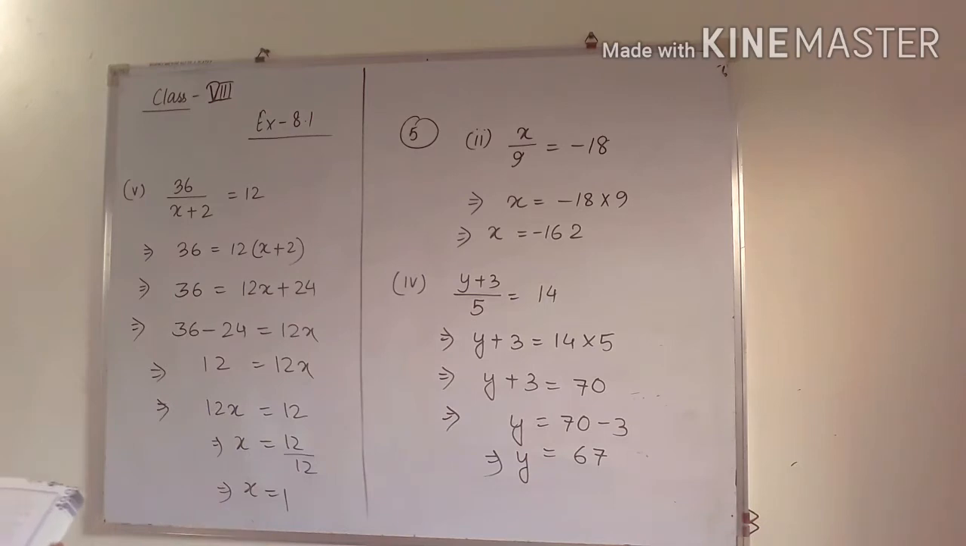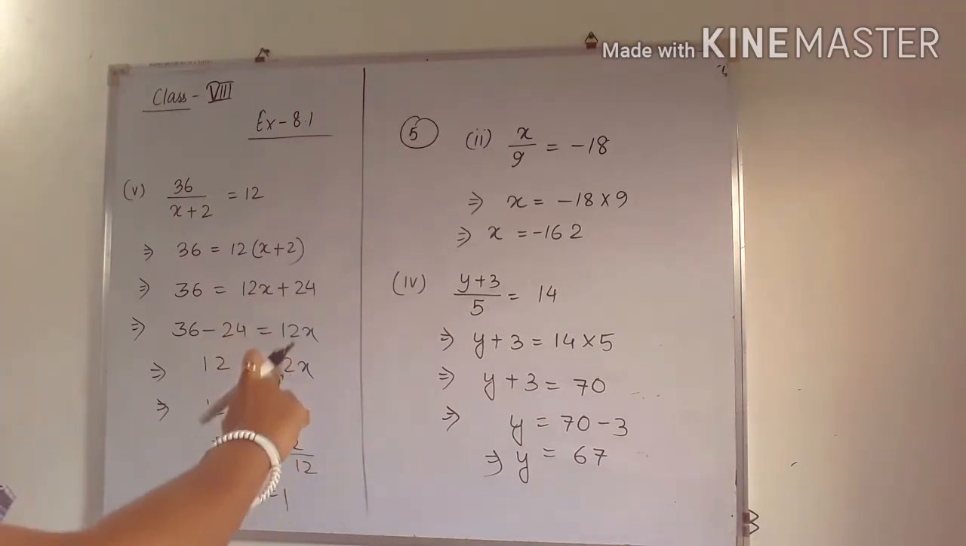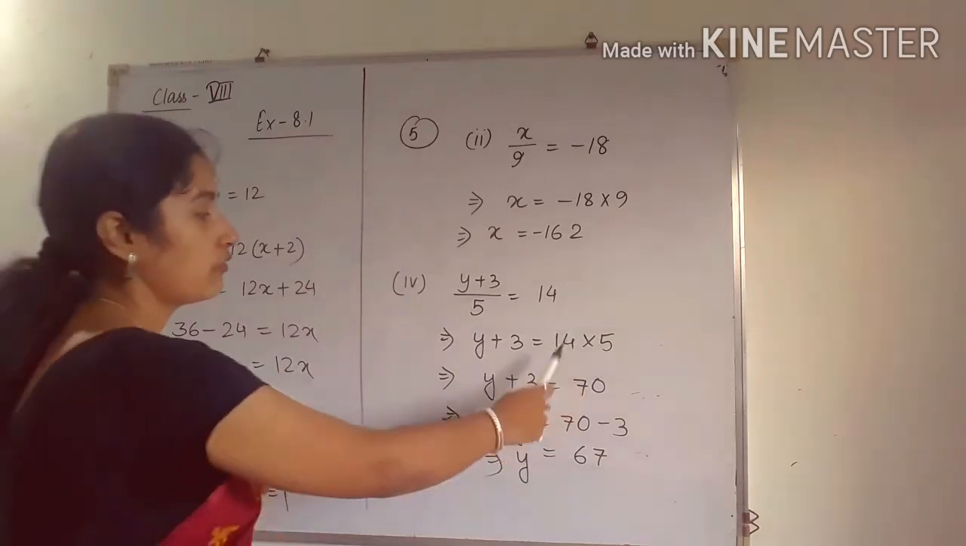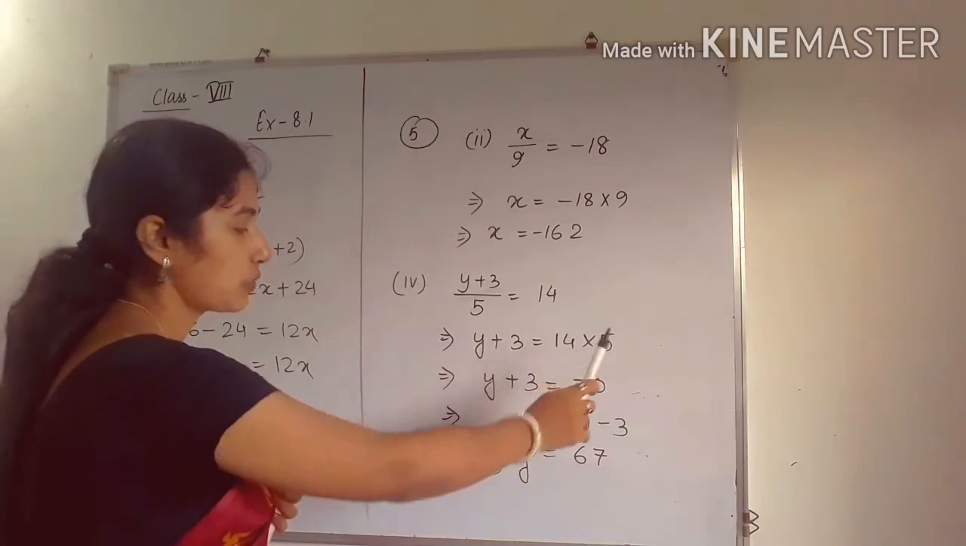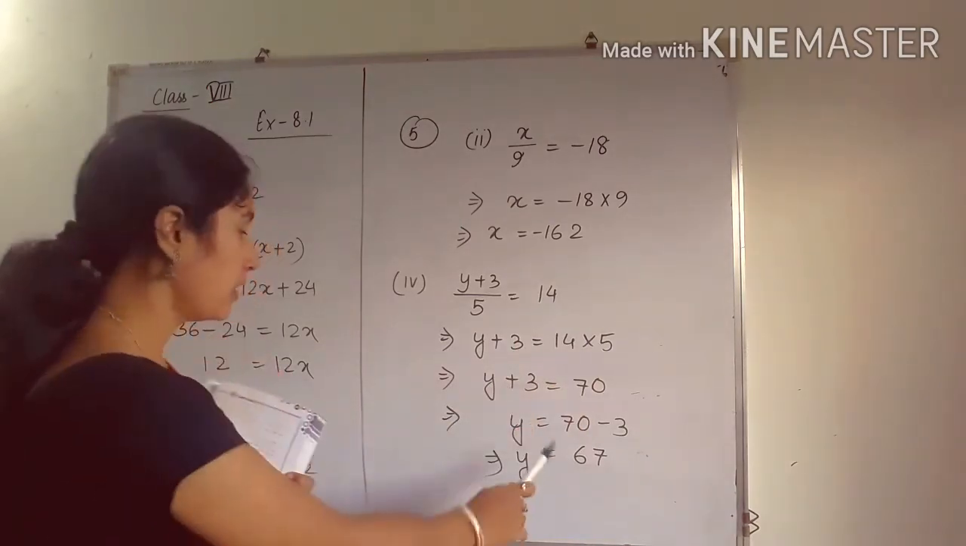Okay. So see students, the next question, number 5. Number 2, x by 9 is equal to minus 18. So you have to transpose 9 to that side. It will get multiplied with minus 18, you will get minus 162. Okay. So next is y plus 3 by 5 is equal to 14. Again, first of all, step by step you have to do. So 5 is divided here, you have to transpose that 5 to that side, it will get multiplied with 14. So 14 fives are 70. Okay, then 3 is transposed to that side, it will get subtracted from 70. So 70 minus 3 will be 67.